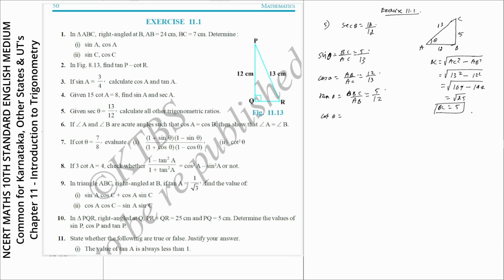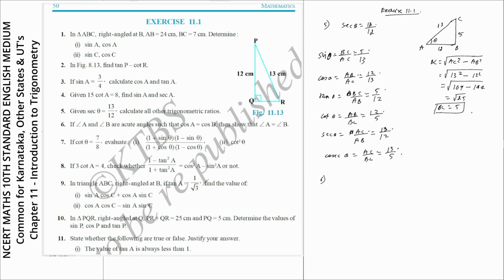Cot theta is equal to adjacent by opposite, that is AB by BC. This is equal to 12 by 5. Then secant theta is equal to hypotenuse by adjacent, so that is AC by AB. So this is 13 by 12. Oh, this was already given in the question itself. Now cosecant theta is hypotenuse by opposite, that is AC by BC. This is equal to 13 by 5.